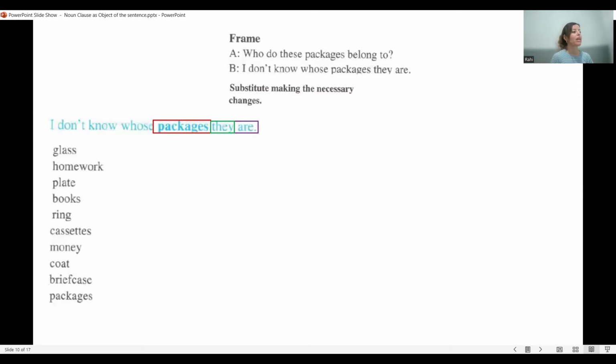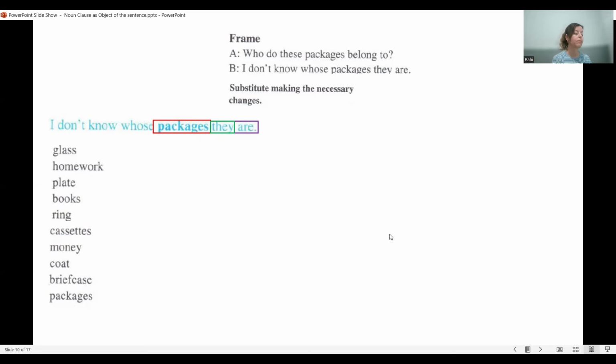Next exercise. So, in the main question, in the direct question, we have who do these packages belong to? I don't know. After I don't know, we learned that we need a noun clause. I don't know whose packages they are, subject-verb, and we use a full stop at the end because I don't know starts like a sentence. So we are going to change packages, they, and are. So pay attention to the noun that follows, whether it's singular or plural. If it's plural, they are. If it is singular, you need the pronoun it and the verb is. Okay. I don't know whose packages they are.